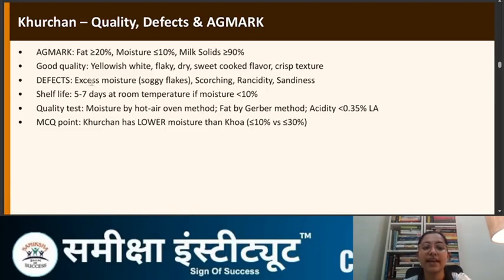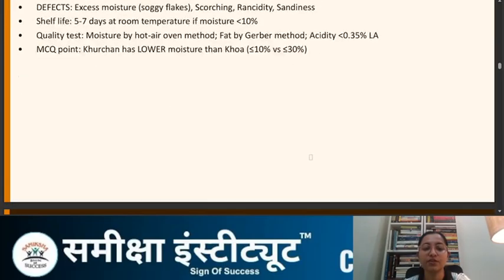Then the defects can be excess moisture, which will lead to soggy flakes. Scorching can be there, then rancidity because of lipase action, then sandiness because of lactose crystallization. Shelf life is 5 to 7%, if the moisture is low, so shelf stability will automatically be more because the moisture content is less. Quality test: moisture by hot air oven, then fat by Gerber method, then acidity should be lower. Khurchan has lower moisture than khoa, as already mentioned.